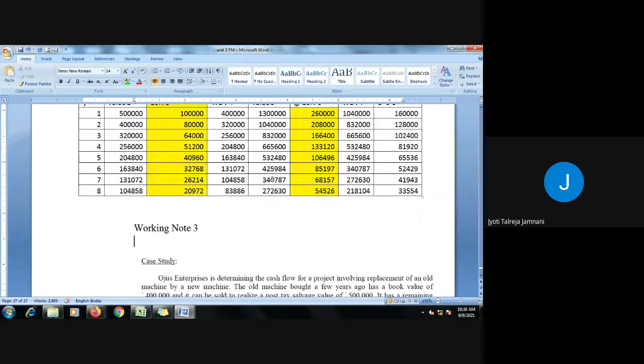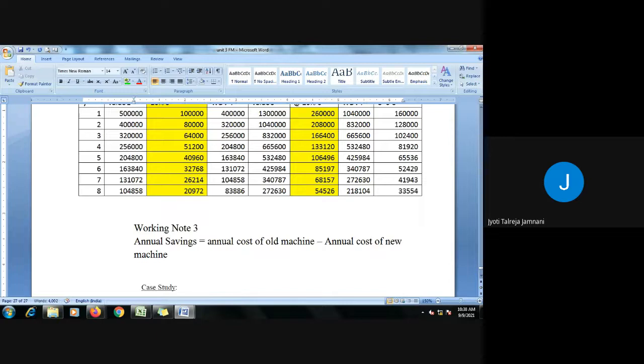Salvage value is only given once. Annual savings we will write here. Annual savings is equal to the annual cost of the old machine minus the annual cost of the new machine. So annual savings is equal to the annual cost of the old machine, 8 lakh, minus the annual cost of the new machine, 3 lakh 50,000.